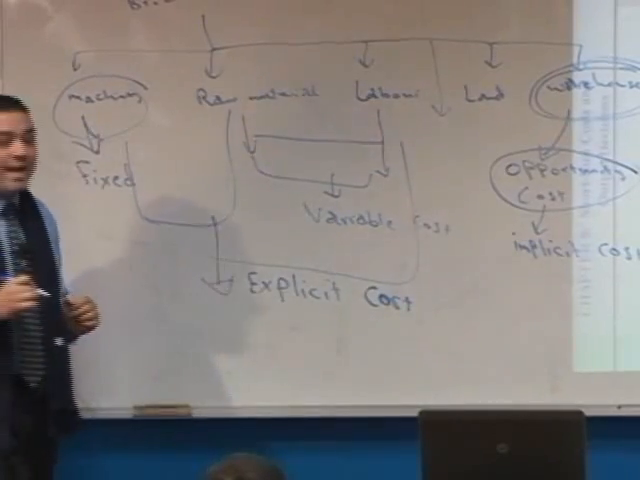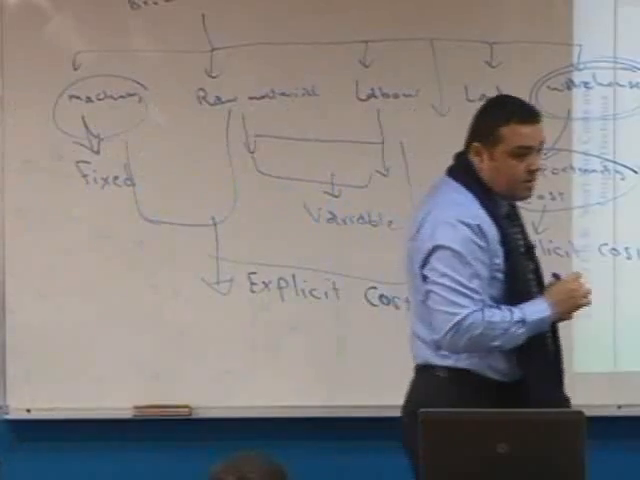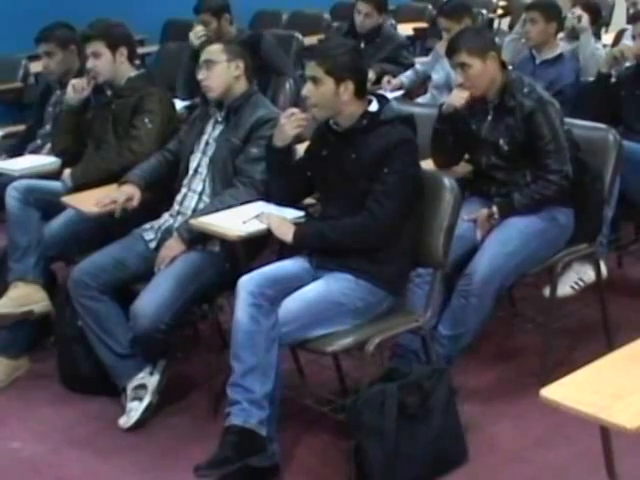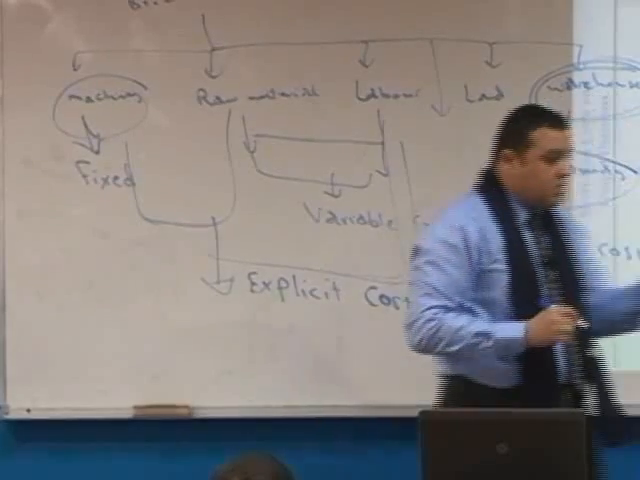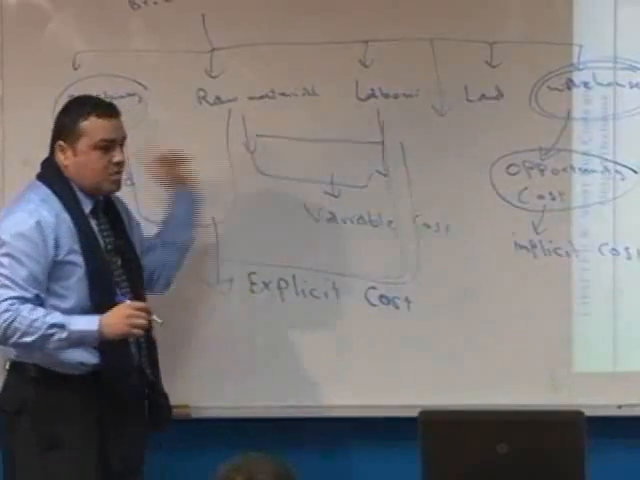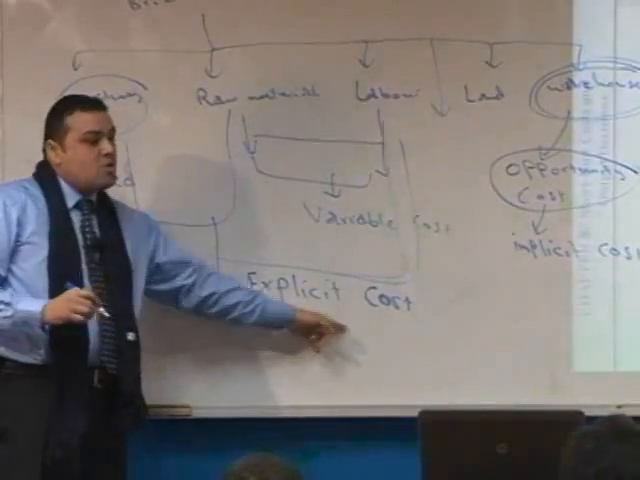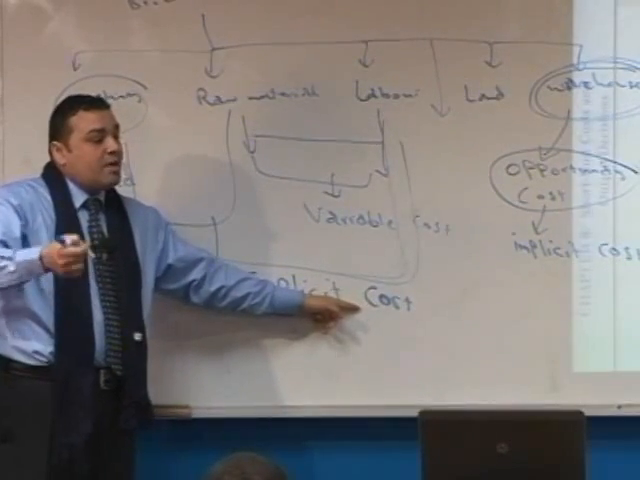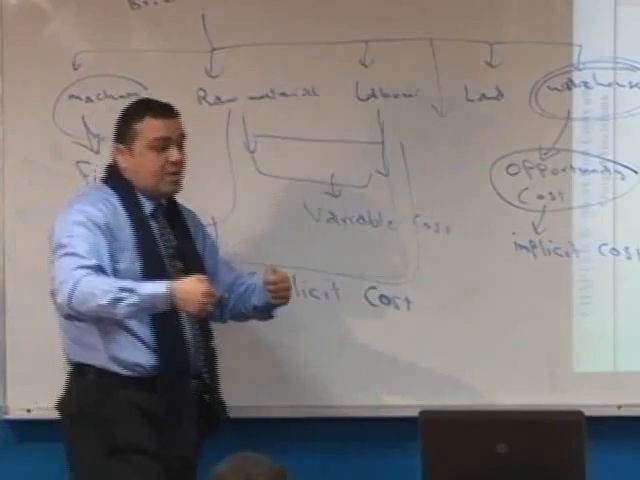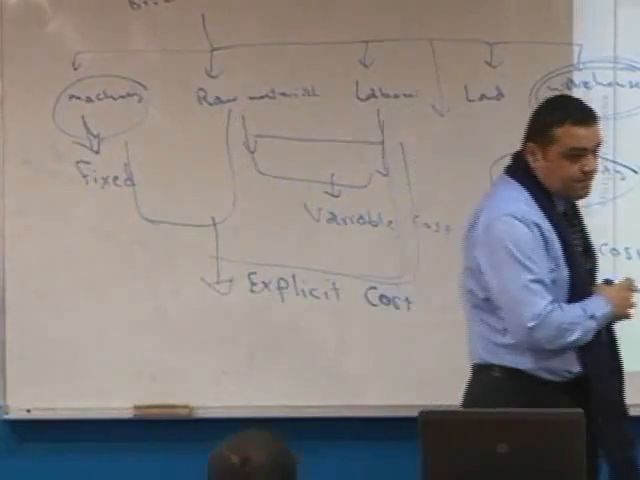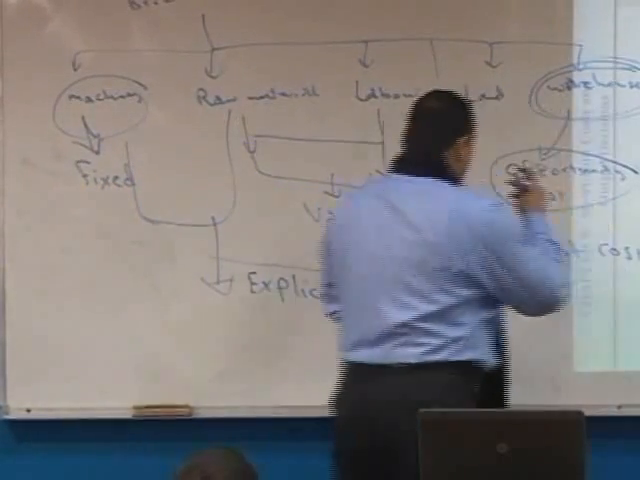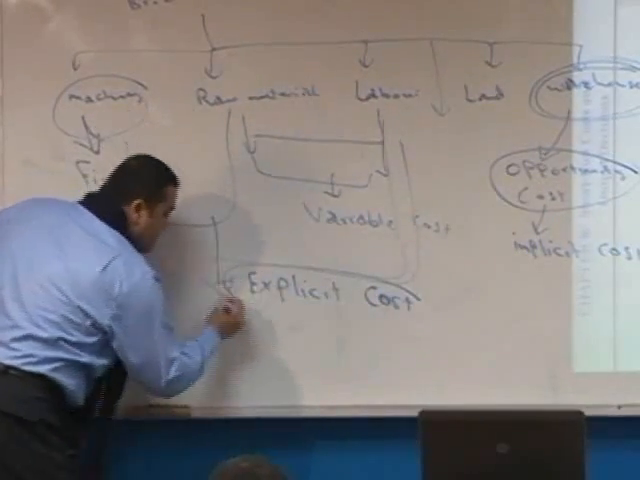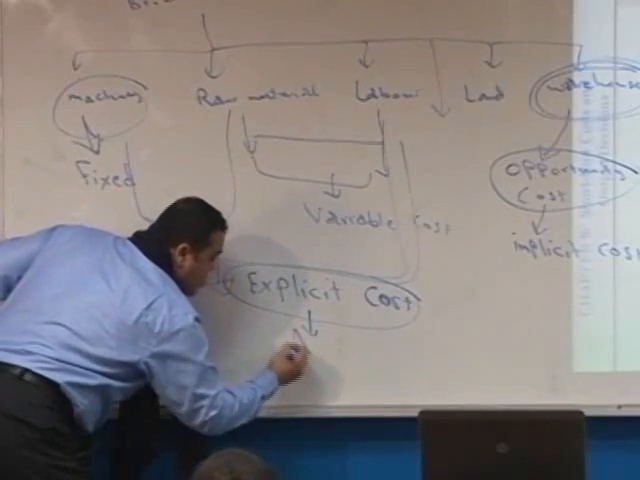Or accounting cost. Yes, because in this case, the firm pays directly. So all these types of costs are called explicit costs, which are paid directly or explicitly to purchase different factors of production, right? So in another term, it's called accounting cost.